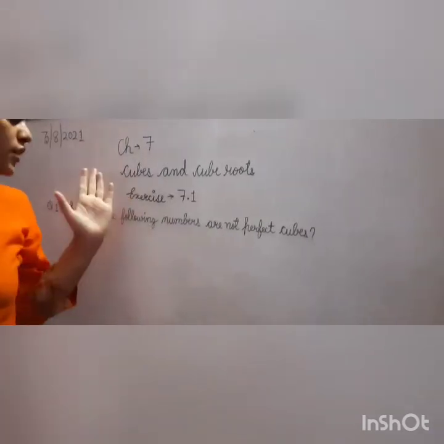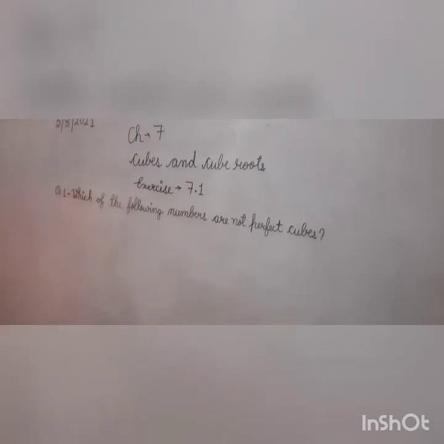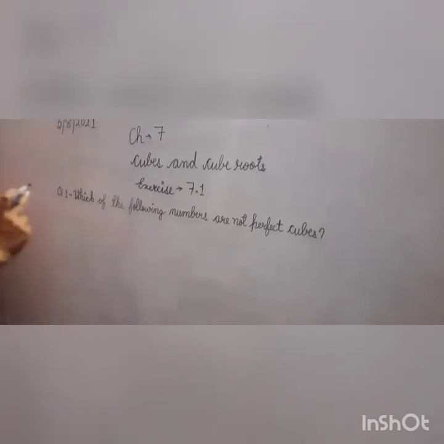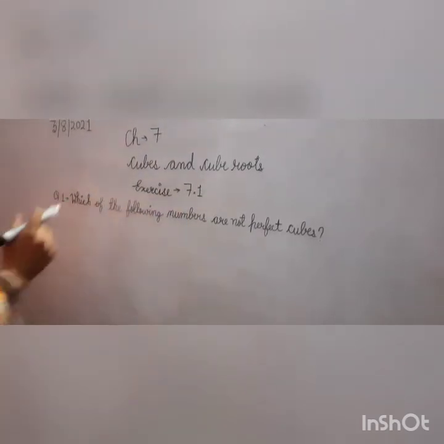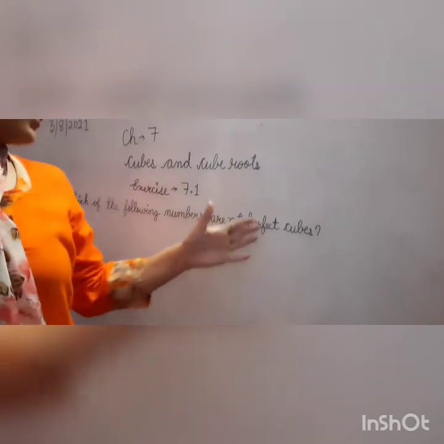Class, I have explained the cube to you. Now we will do some questions of exercise number 7.1. First question is, which of the following numbers are not perfect cubes? You have to tell which numbers are not a perfect cube.